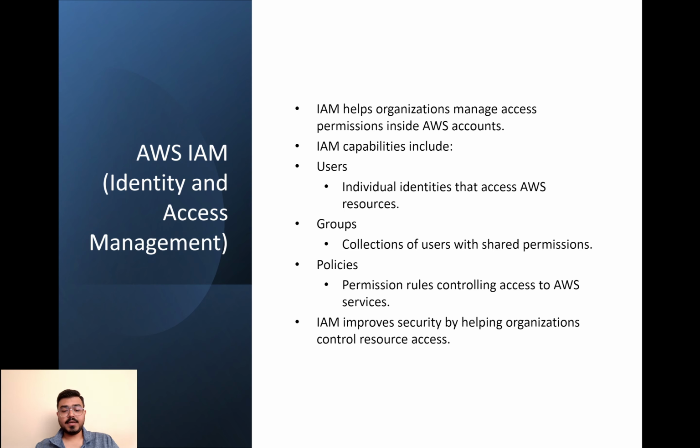The third capability is policies. So policies are rules controlling access to AWS services. Policies determine what actions users can perform inside AWS environments. For example, one employee may only have permission to view storage information while another employee can modify cloud resources.